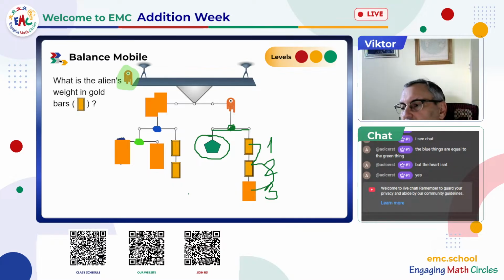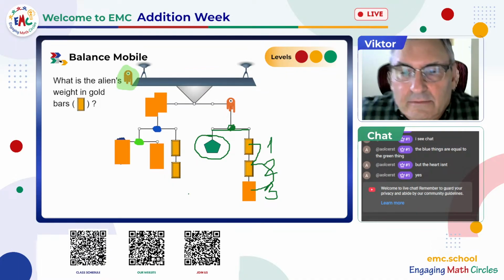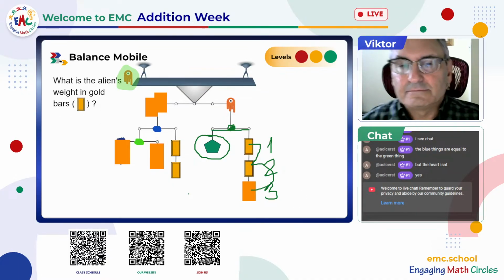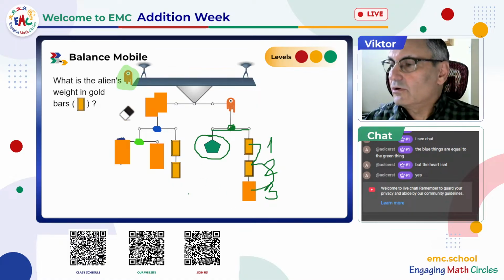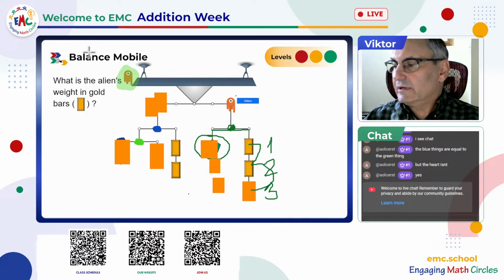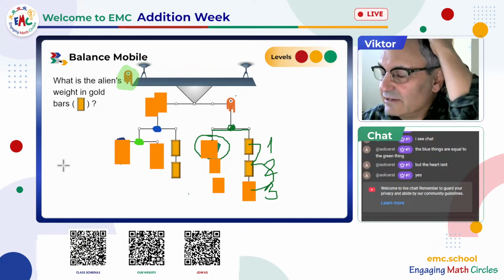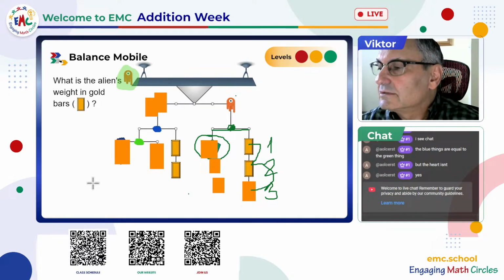Okay, that's good. So we have one, two, three gold bars on that side and three gold bars on the left side, and that basically gives us the answer. Okay. What's our answer? How much does the alien weigh?